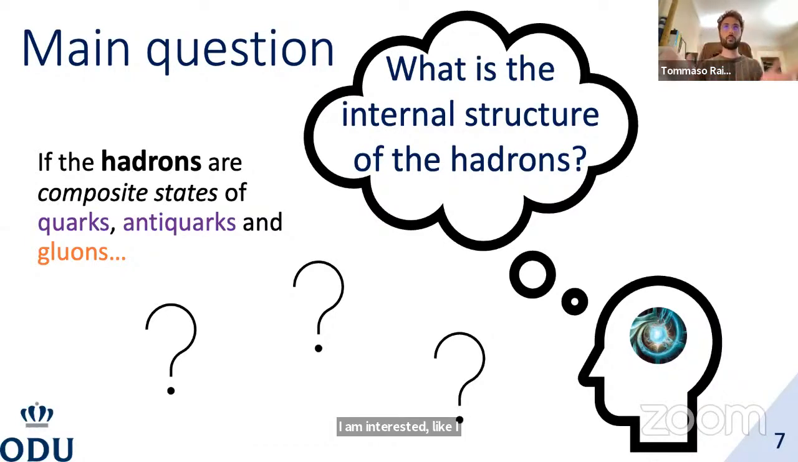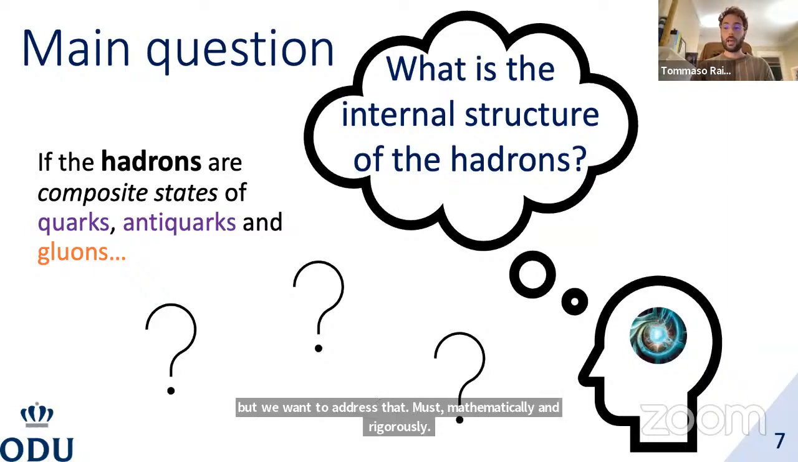So if you think of the proton, you might think of a ball, and inside it might have quarks, antiquarks, and gluons, but we want to address that mathematically and rigorously. And so how do we do that?